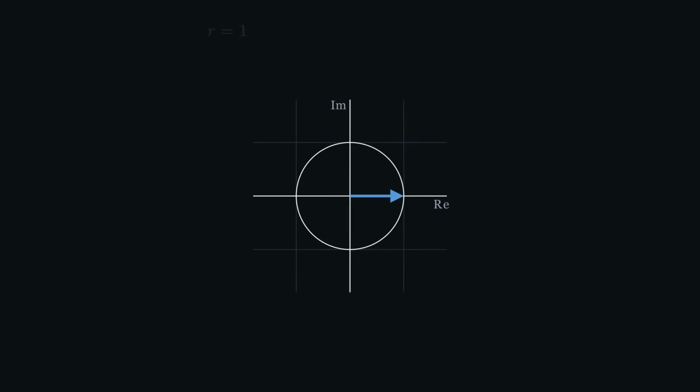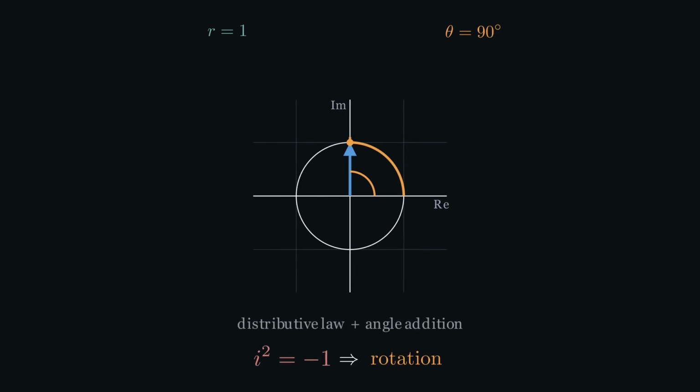Now go back to i. What's its length? 1. So it doesn't stretch anything. What's its angle? It's pointing straight up, 90 degrees. So multiplying by i adds 90 degrees to whatever you've got and changes the size not at all. A pure rotation, a quarter turn. Exactly what we saw at the start, but now we know why. And it didn't come from some special property of i. It came from one line, i times i is -1, feeding through the distributive law, with the angle addition formulas doing the rest. The rotation was baked in the moment we decided i squared should be -1.